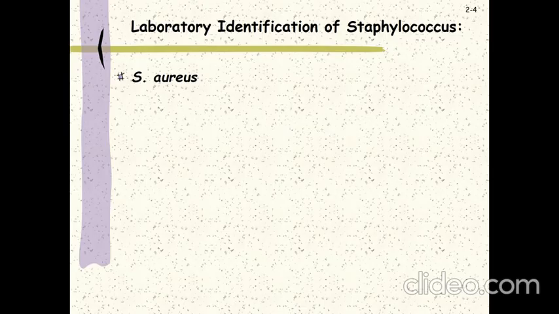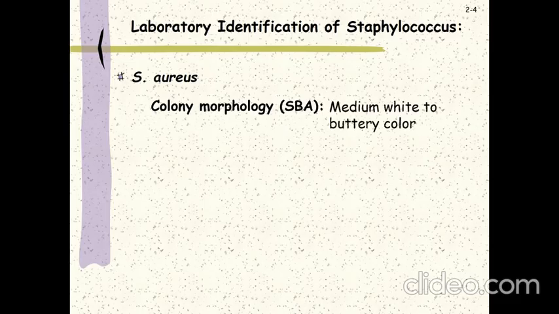Now, starting off with Staphylococcus aureus, colony morphology on an SBA is medium white to buttery color. So like we looked at before, they'll kind of have a white color. They can be white, which makes it so that you really can't differentiate it from a Staph epidermidis, but you can get a yellow color, so a pretty good buttery yellow. Not quite as yellow as Micrococcus luteus, but kind of that tinge to it. Buttery is a good descriptor.